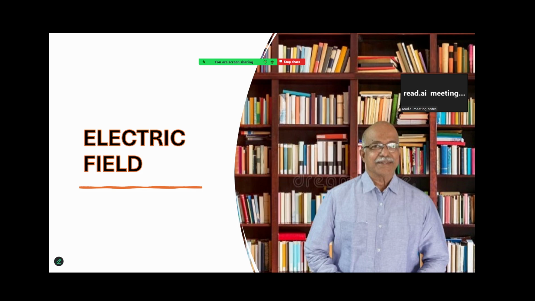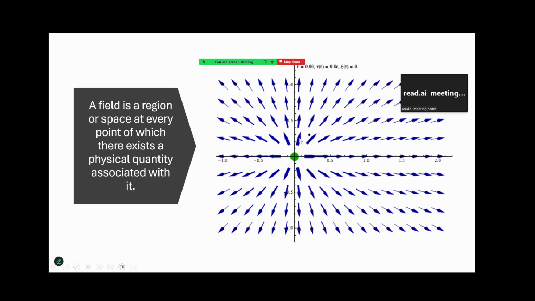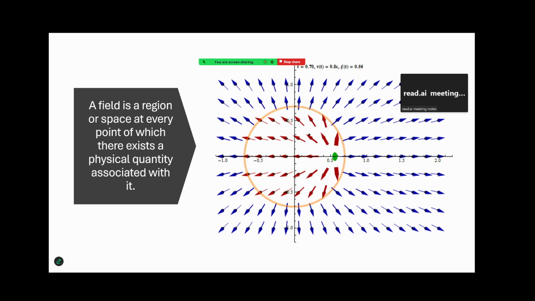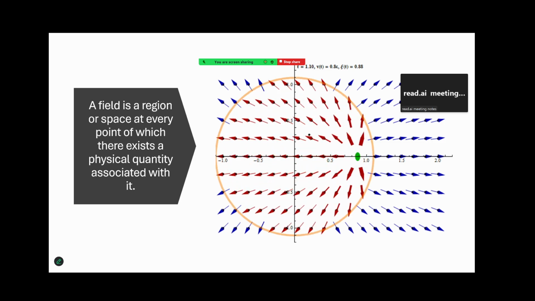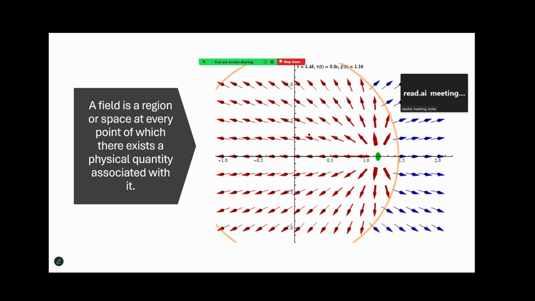We are starting with electrical field. Now, first we look at the broader concept of field. A field is a region or space at every point of which there exists a physical quantity associated with it.